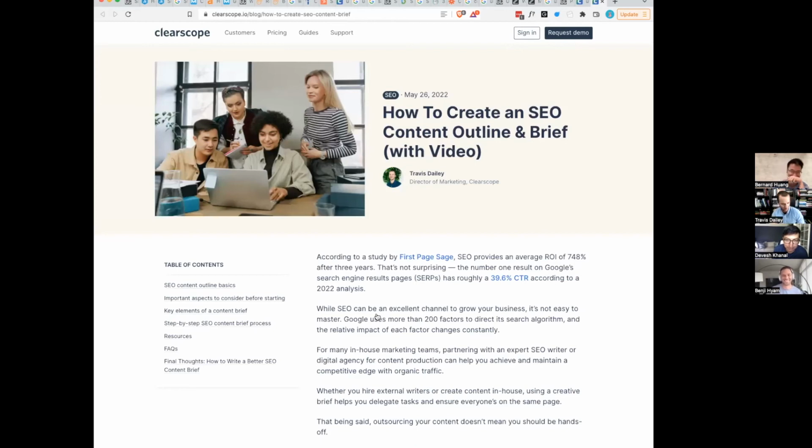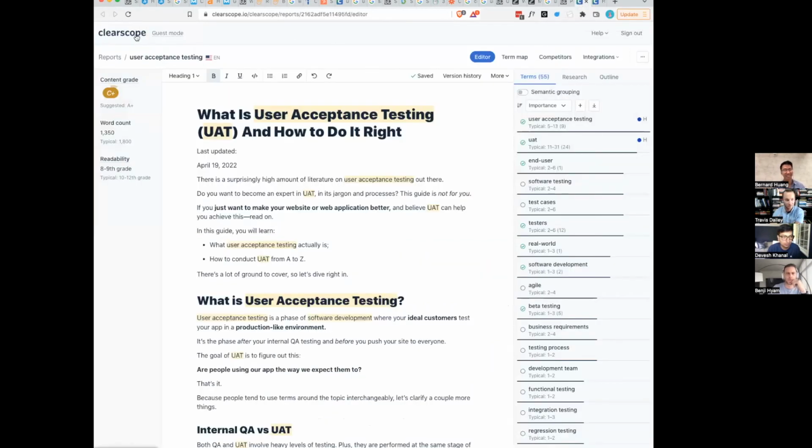How to create an SEO content outline and brief. Well, those of you that don't know, now you know. The SEO content outline, obviously you guys do that. And correct me if I'm wrong, this is a new-ish feature. Published a little over a week ago. It was actually a blog post.